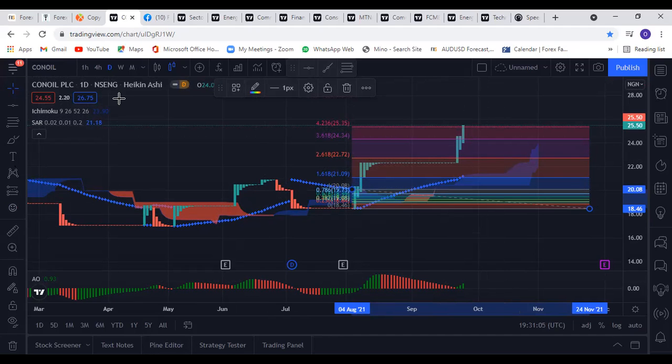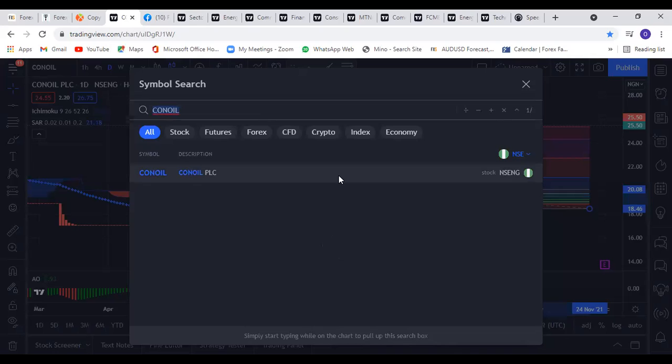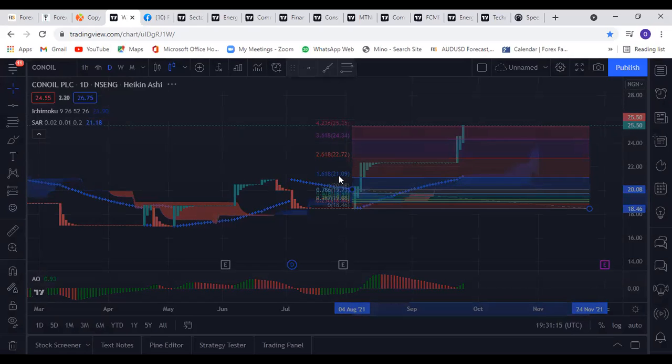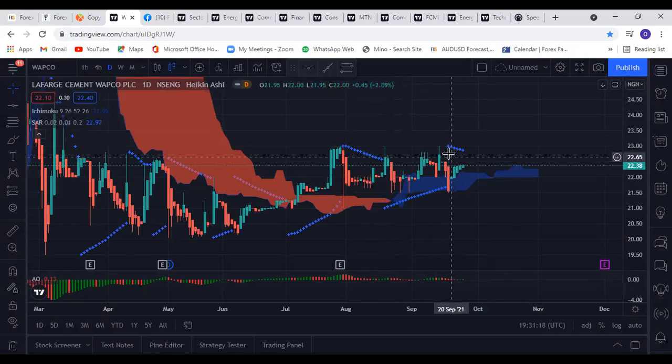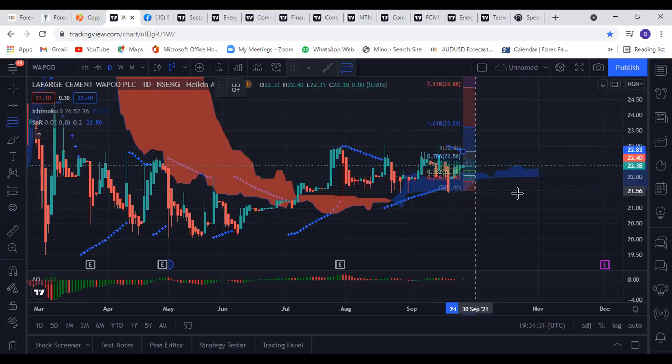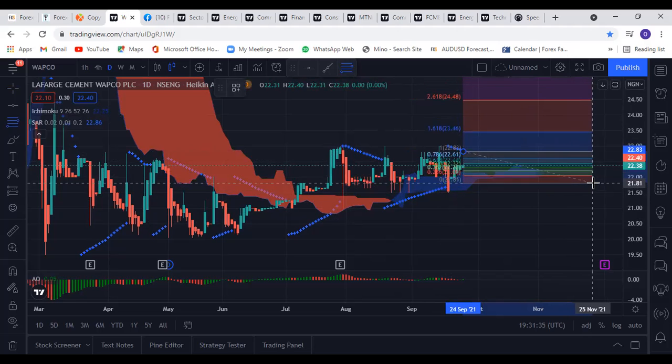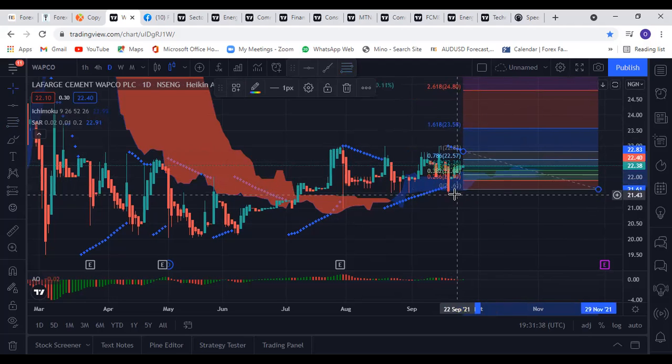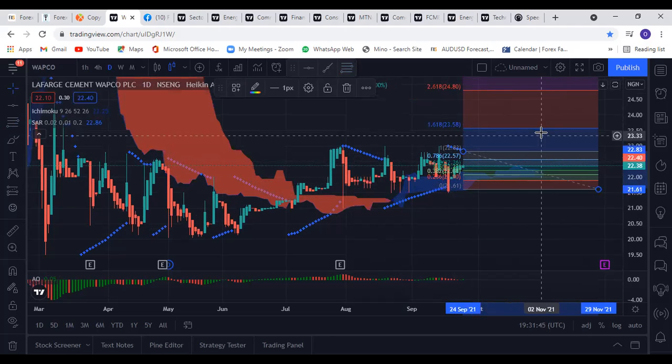Let's take like two more. I have WAPCO. Oh, this is also good. The current price is a good buy. What are the possibilities? Let's see from here. Okay. And the current price is a good buy at 22 naira, 81 kobo. Then we can have this place too, 23 naira, or you see 24 naira.